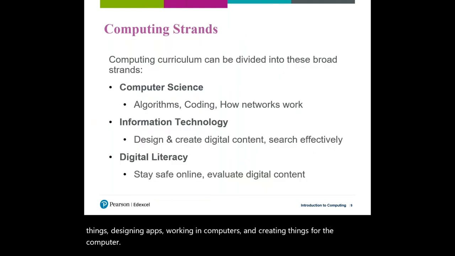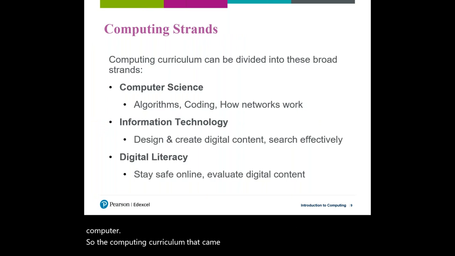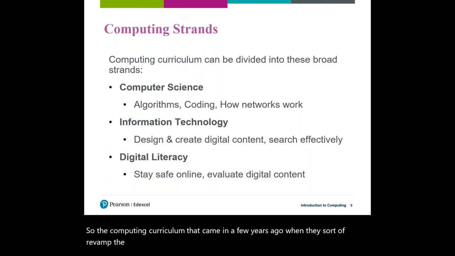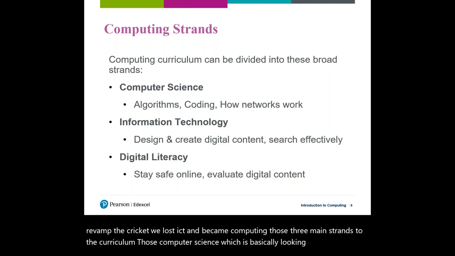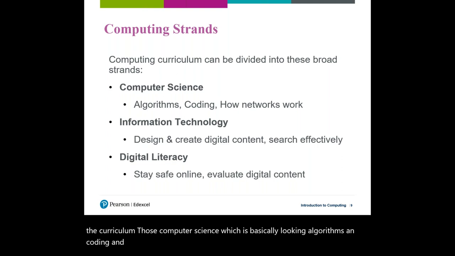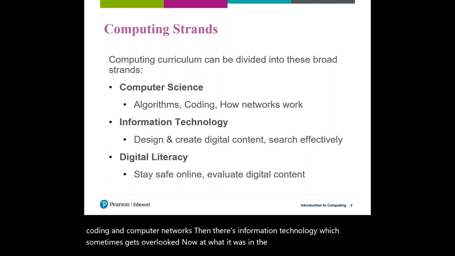So the computing curriculum that came in a few years ago, when they revamped the curriculum and we lost ICT and became computing, has three main strands. There's computer science, which is basically looking at algorithms and coding and computer networks. Then there's information technology, which sometimes gets overlooked now. It was in the past the main component. It was designing and creating digital content.